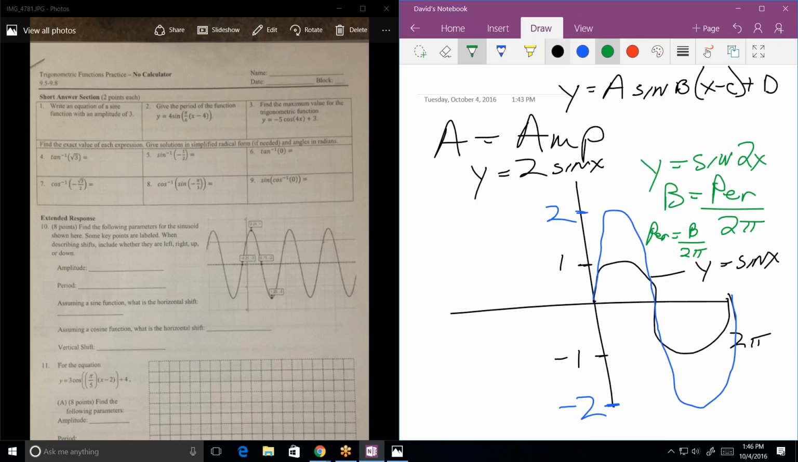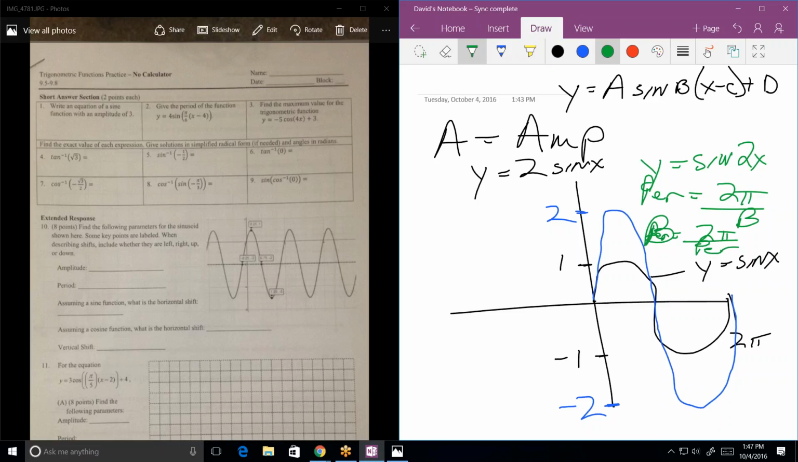Hold on, I made a mistake. Sorry, hold on a second. In my notes, I have 2 pi over b equals period. No, that's correct. I don't know what I was thinking. Period equals 2 pi over b, which means b equals 2 pi over period, right?